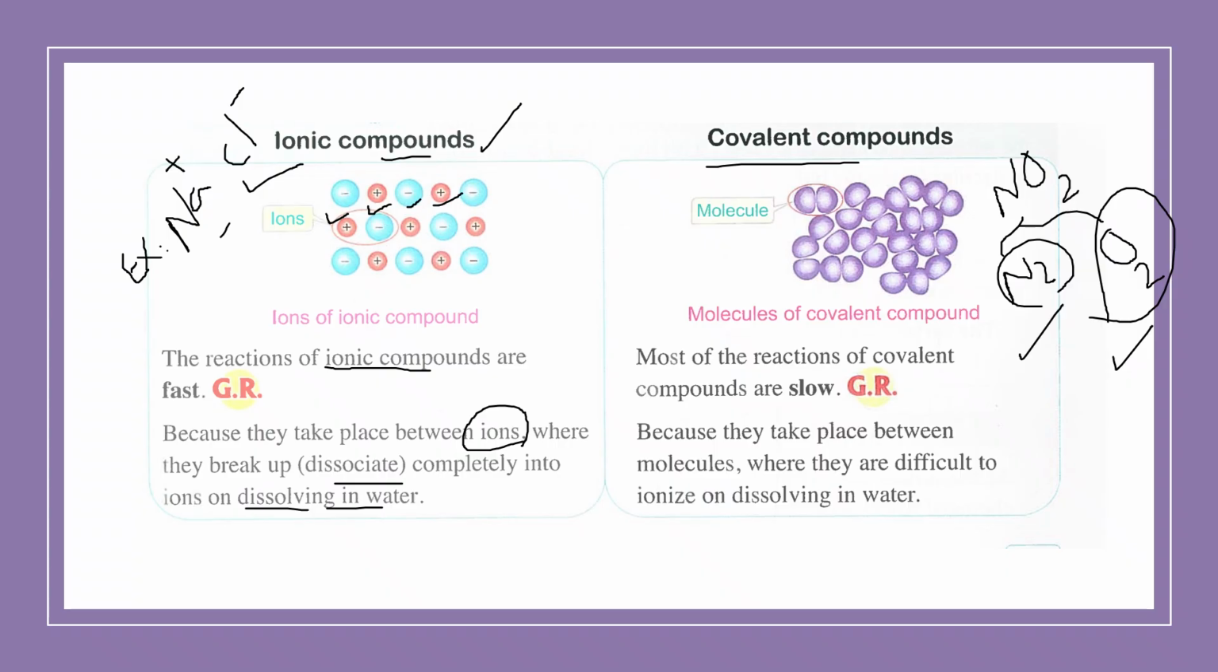Unlike the ionic compounds, the covalent compounds include large molecules, and these molecules are too large to be broken down easily. They take a longer time. So the speed of the reaction in case of covalent compounds is slow, or it takes a longer time. So most of the reactions of covalent compounds are slow because they take place between molecules. They are difficult to be ionized or to be dissolved in water.